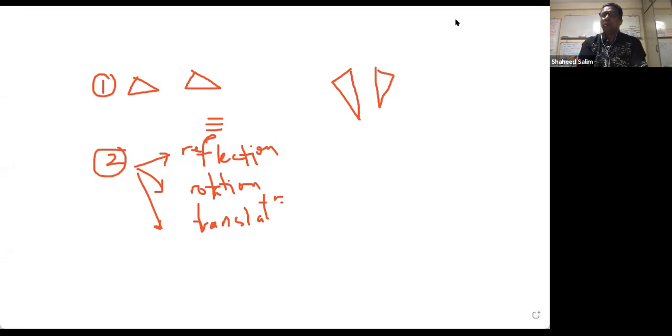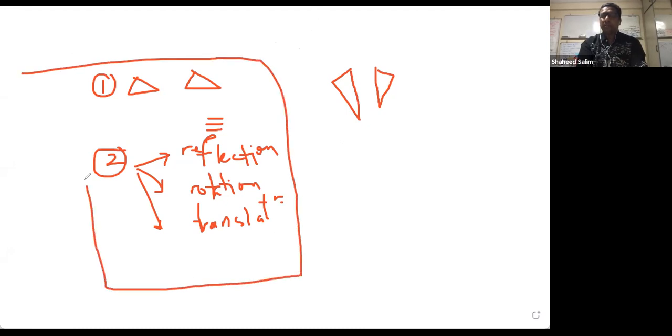So this is all there is for congruency at Sec 2. The test can be all angles the same, all sides the same, or the 3 tests: reflection, rotation, translation.